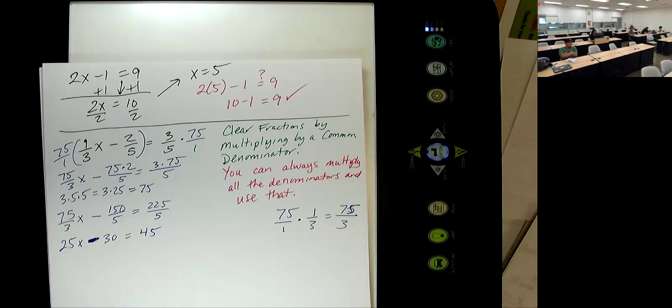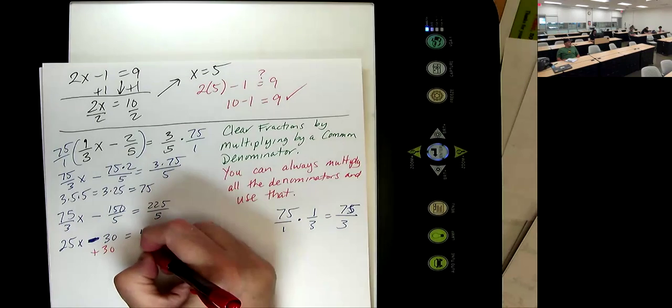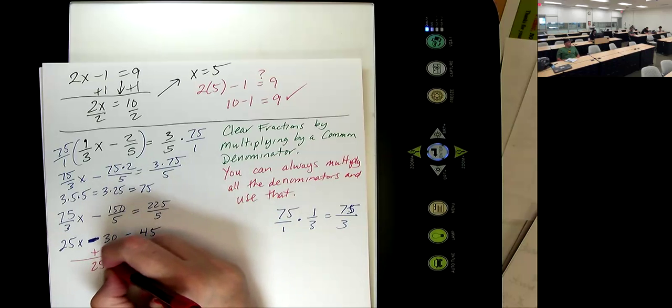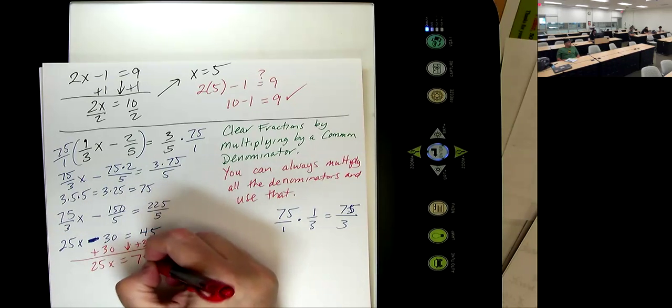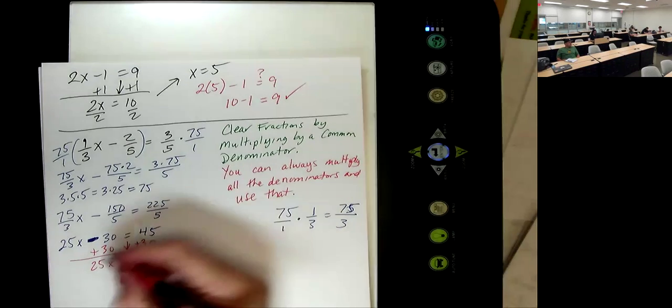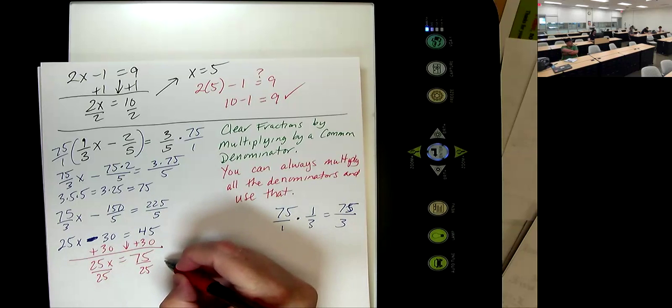And now we don't have fractions and we can solve. Add 30 to both sides, and I get 25x equals 75. And divide by 25, and I get x equals 3.